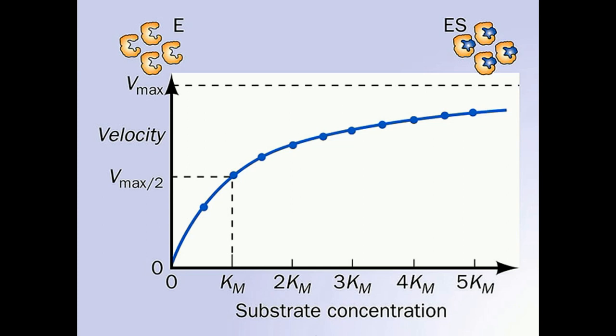Look at this figure. When the concentration of substrate is very low, much lower than Km, it represents that the rate of reaction is directly proportional to the concentration of substrate. So we approach the Vmax according to the concentration of substrate.